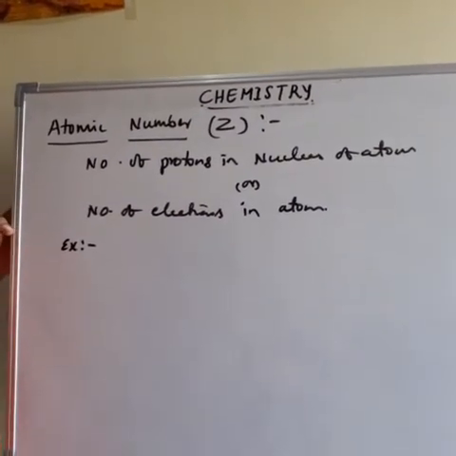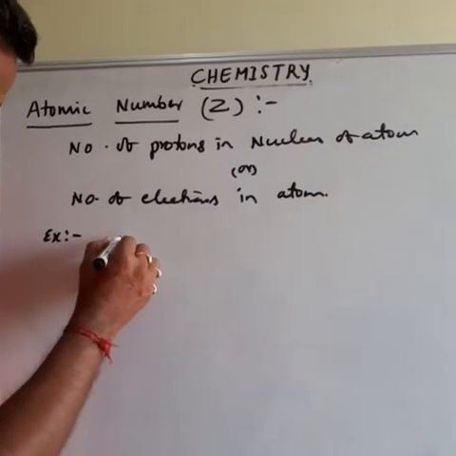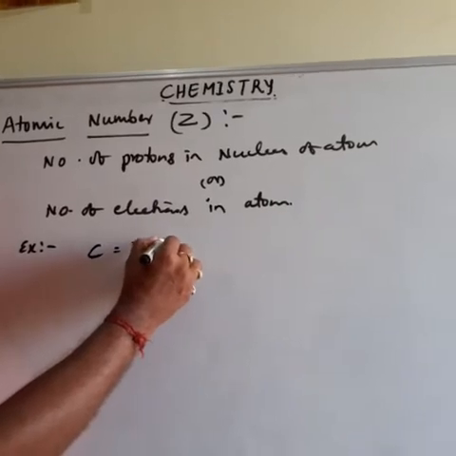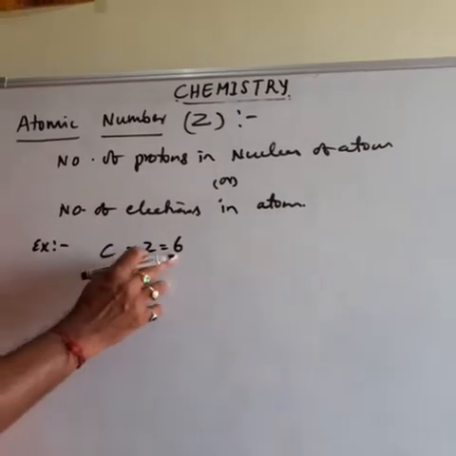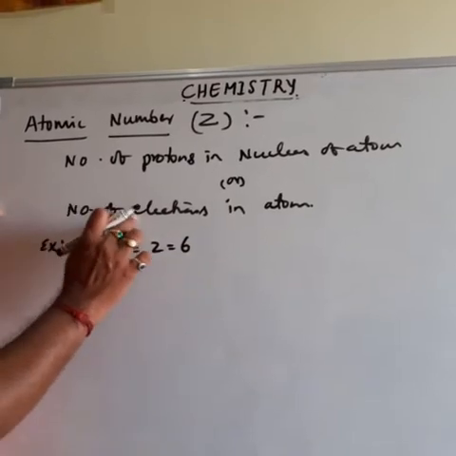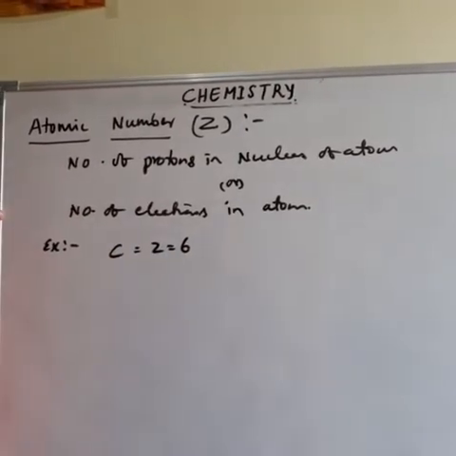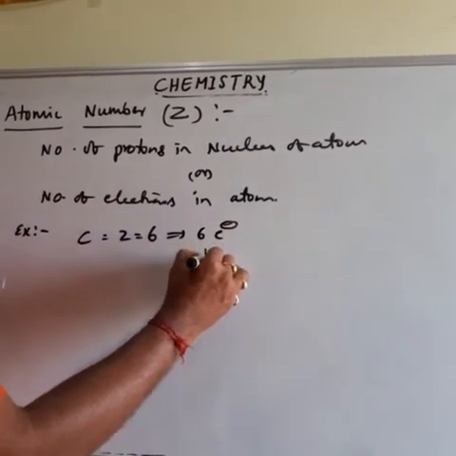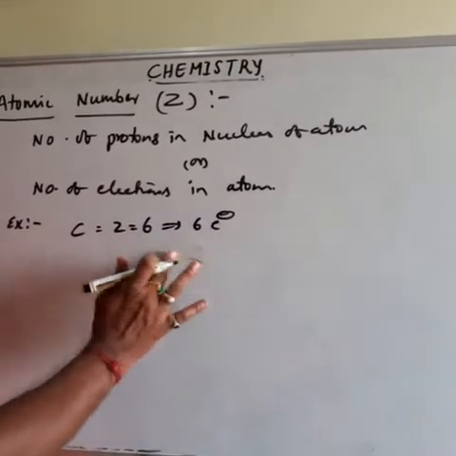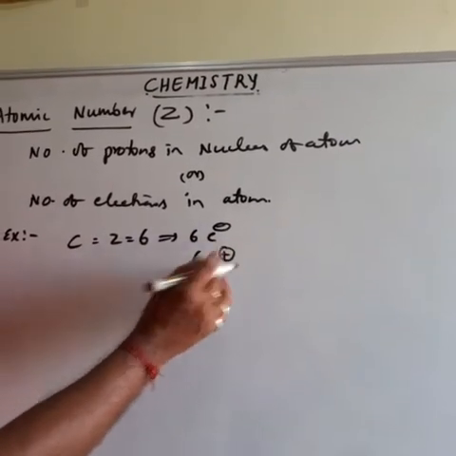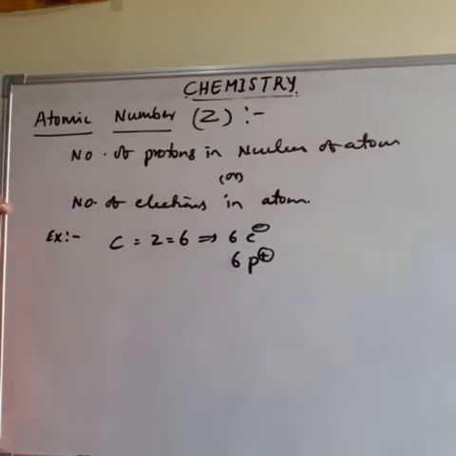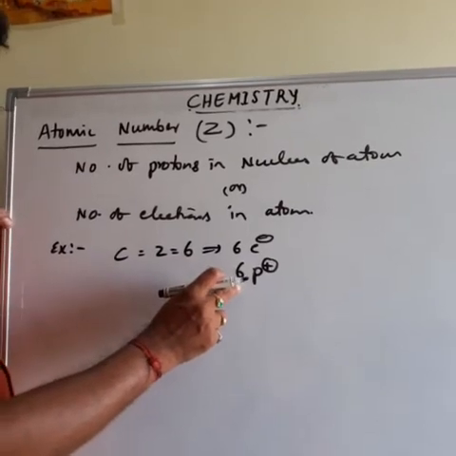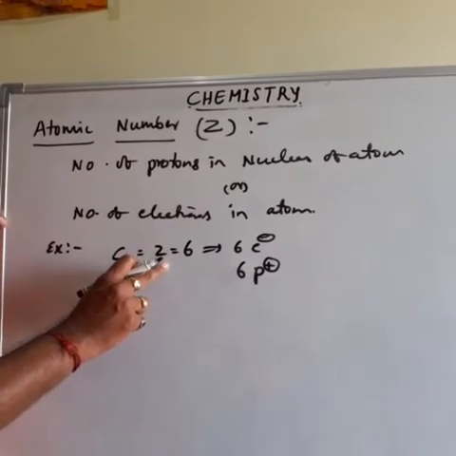Example 1. For example, carbon. Its atomic number Z is equal to 6. Atomic number 6 means it contains 6 electrons or 6 protons. So the number of electrons in the atom is equal to the atomic number, and the number of protons in the nucleus of the atom is also equal to the atomic number.